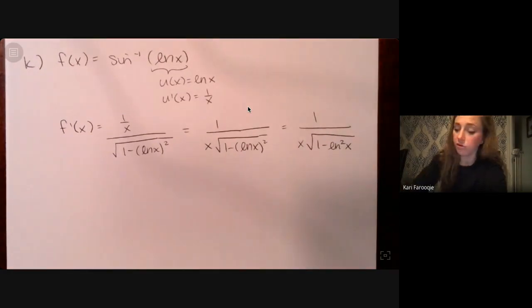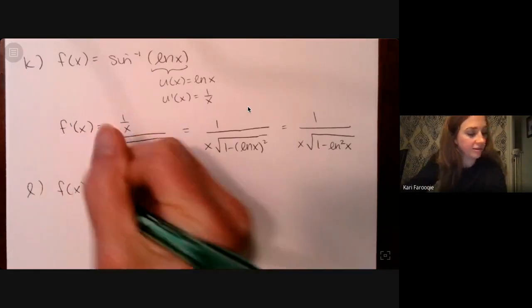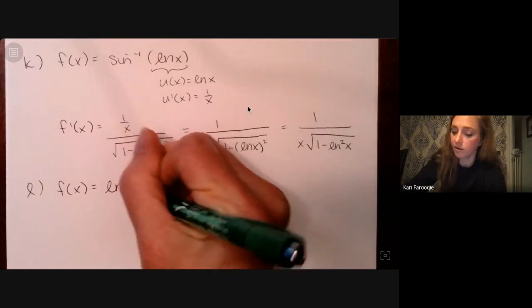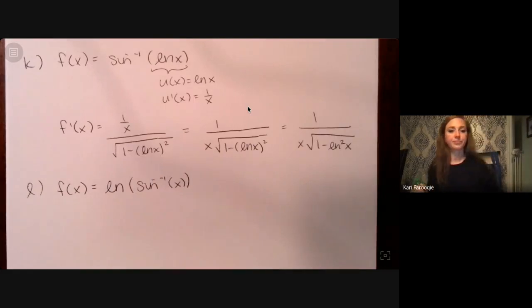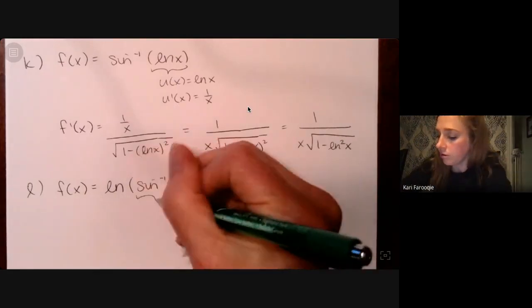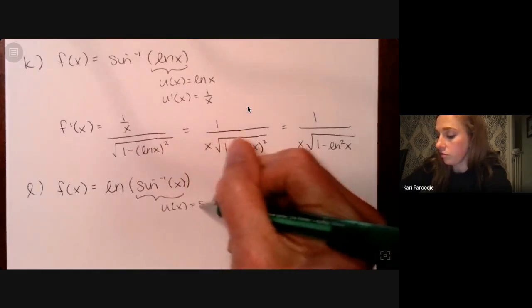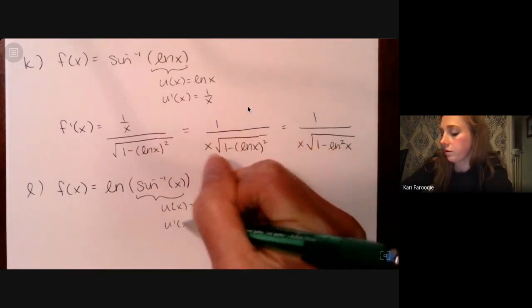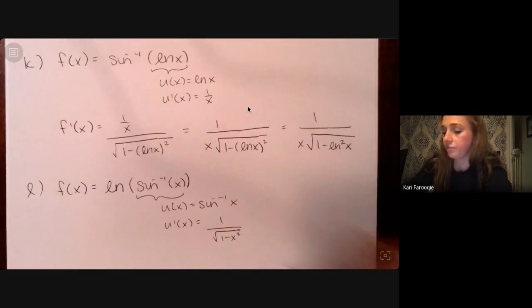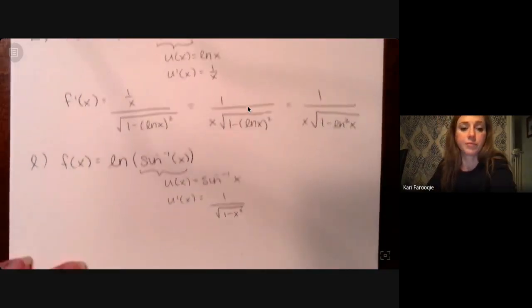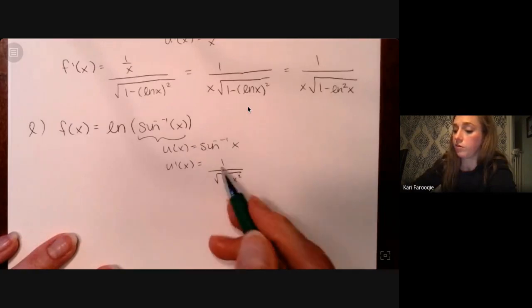Okay, now this one is going to look similar, but it's not the same. This one is f of x equals the natural log of the inverse sine of x. Okay, so again, the derivative of the natural log is u prime over u. In our case, u of x is the inverse sine of x. And the derivative of the inverse sine of x is 1 over the square root of 1 minus x squared, because the derivative of x is 1.